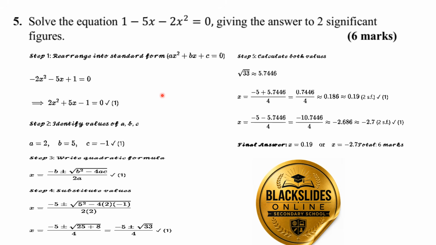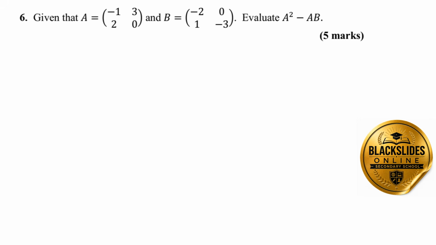We are revising a mathematics paper from NED. This is paper 1. Number 6 is about matrices. Given that A is equal to this matrix and B is equal to this matrix, evaluate A squared minus AB.